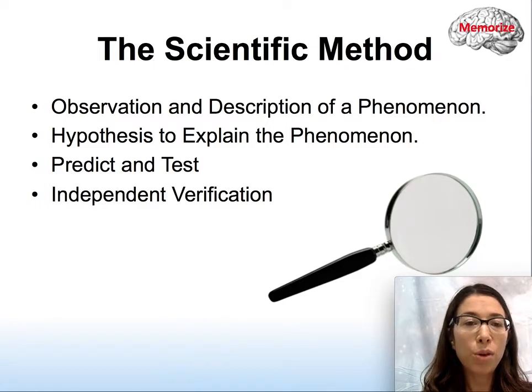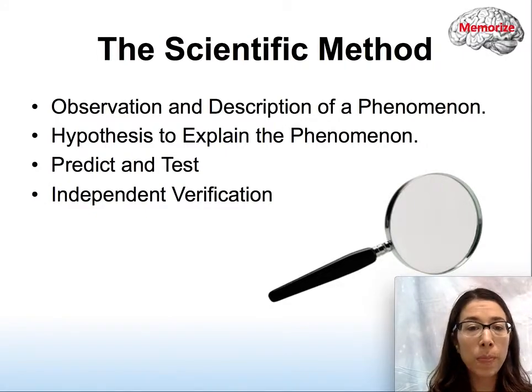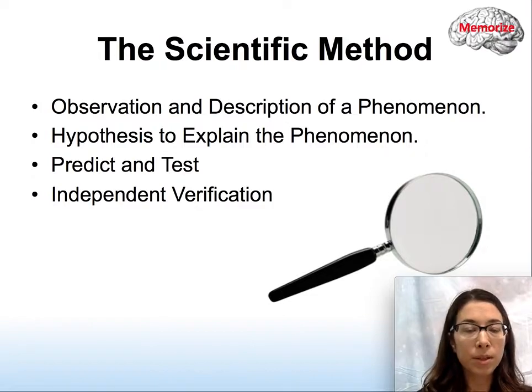In our last module, we talked about the scientific method, and we discussed the various steps in the scientific method and what a hypothesis is and why it is so important in the scientific method. Just as a review, all experiments start with an observation or a description of a phenomenon and a need to investigate why that phenomenon is occurring or how it is occurring.